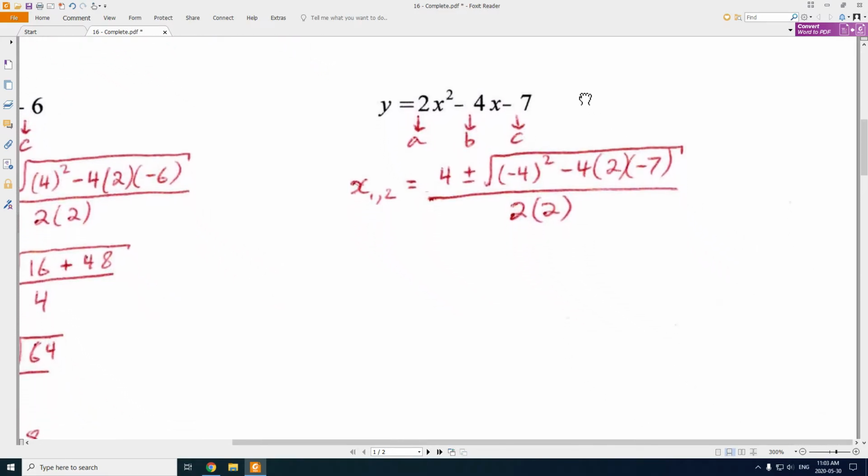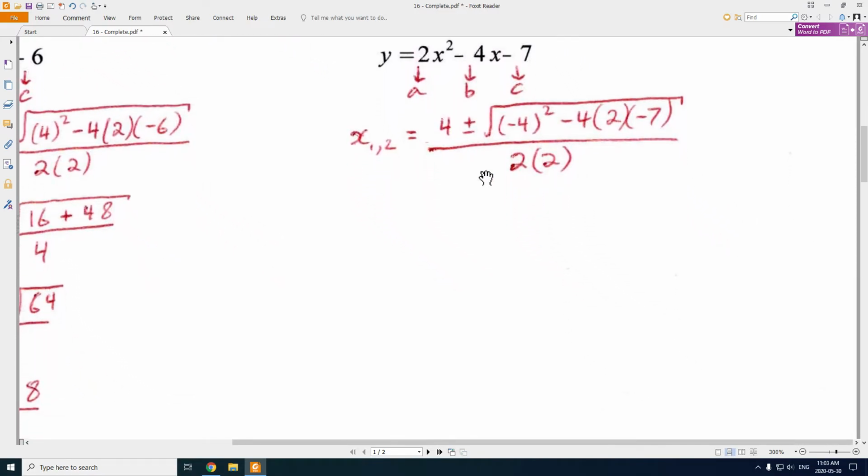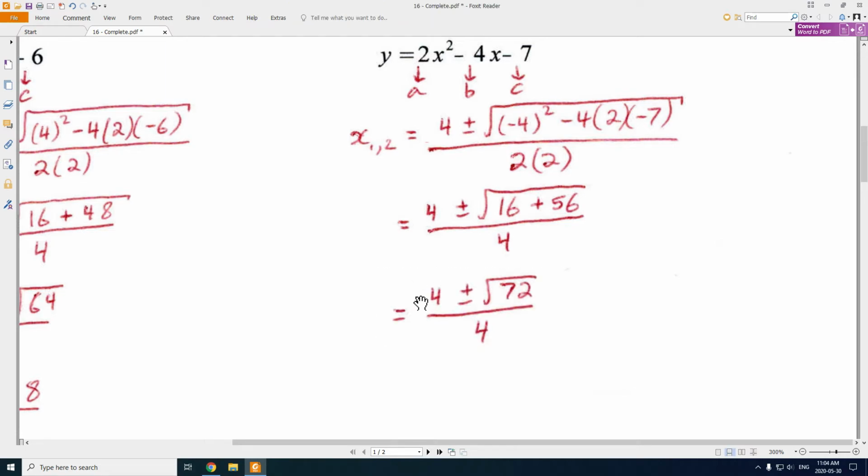And at this point, we are ready to simplify. So I always start inside of the square root. So 4 plus or minus -4 squared turns into a 16. Negative, negative, positive 16. -4 times 2 times -7 gives me positive 56, right? Negative, negative, positive. Divided by 2 times 2 is 4. Okay, keep going inside the square root. 4 plus or minus root 72 over 4.